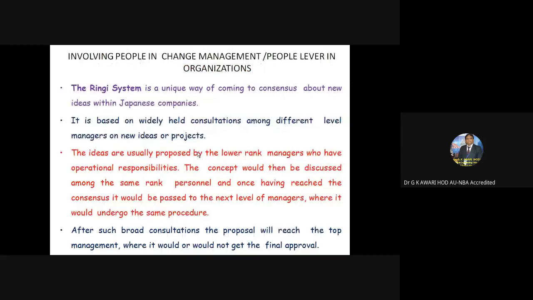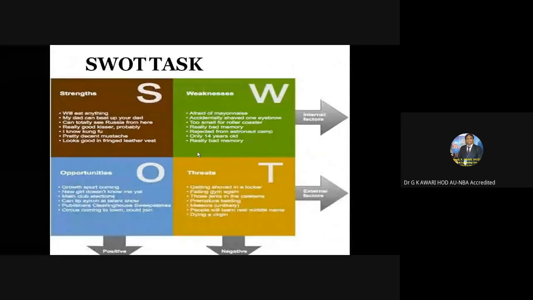So this is about the Ringi system. I'm coming to the end of my discussion. In change management, the SWOT analysis, that is strengths, opportunities, weaknesses, and threats, is important.